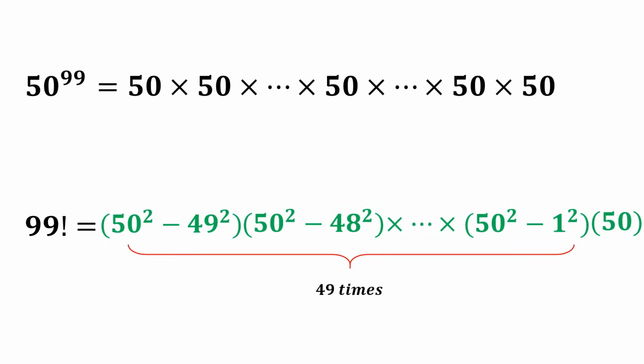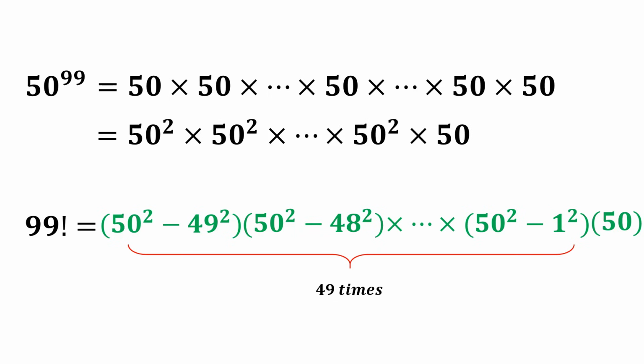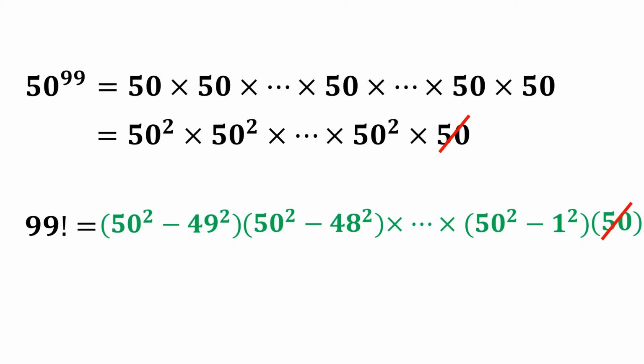Now, let's go back to 50 to the power of 99. We can group this expression as well. 50 to the power of 99 can be written as 49 copies of 50 squared multiplied by 1 extra 50. Now the comparison becomes very easy. We cancel the common factor of 50 from both sides. After that, we only need to compare each pair with its matching term.